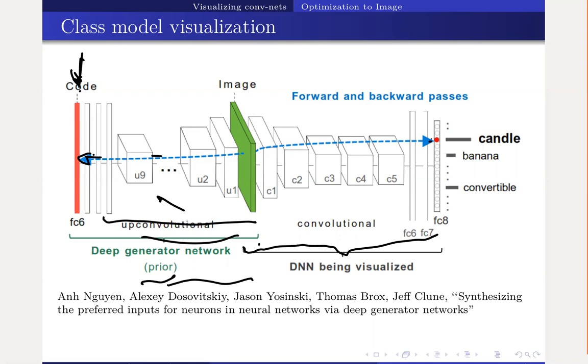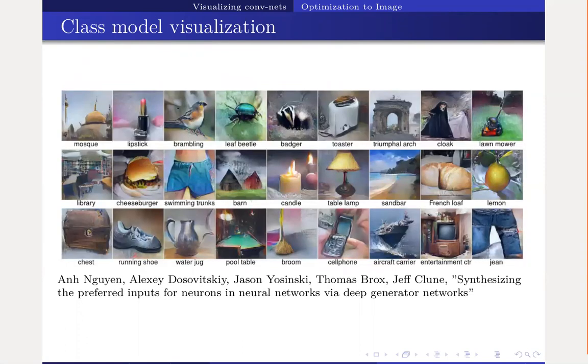So for example, given a candle here, I try to backprop to find the value of this code that will be maximizing this candle here. And then once I find this code here, I will have this image, right? So then I can put in this code and generate this image. And the result looks quite impressive, like this one here. If you give different classes, you get something very nice, very pleasing.